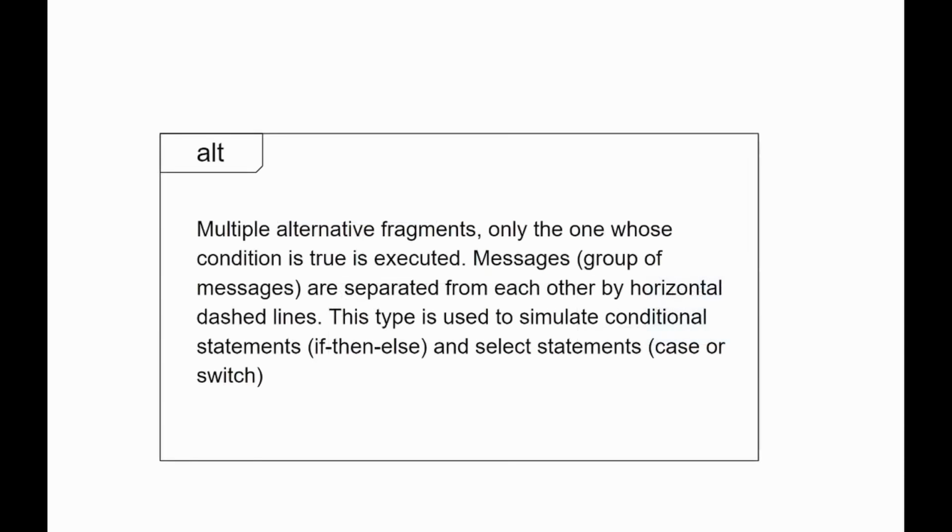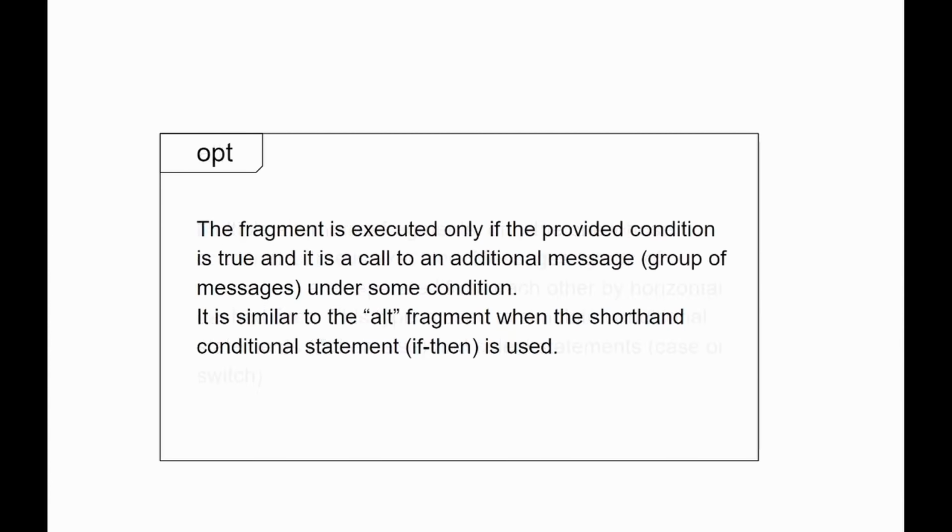Alt, multiple alternative fragments. Only the one whose condition is true is executed. Message or group of messages is separated from each other by a horizontal dashed line. This type is used to simulate conditional statements like if, then, else, and select statements, case or switch. Opt. The fragment is executed only if the provided condition is true, and it is a call to an additional message or group of messages under some condition. It is similar to the alt fragment when the shorthand conditional statement if-then is used.